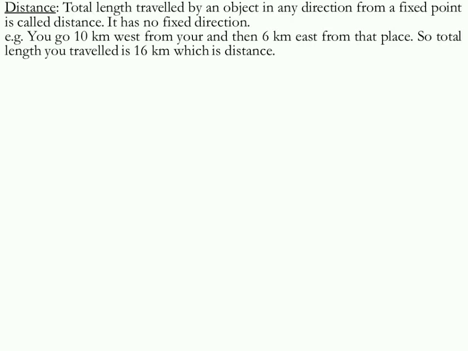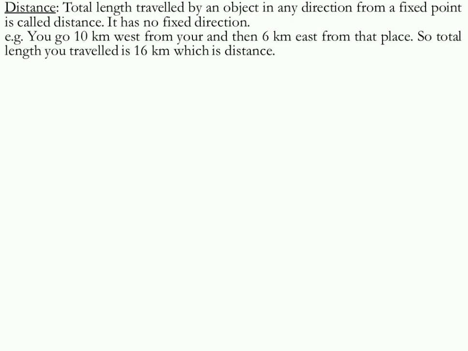But actually, if you think, 10 km west and then 6 km east, that means going across one direction, then again in the opposite direction 6 km. You travel 16 km, but what distance do you actually cover? That is not calculated here. As distance has no direction, wherever you go, east or west, that does not matter. How far, how much length you are traveling, that is the main thing here.